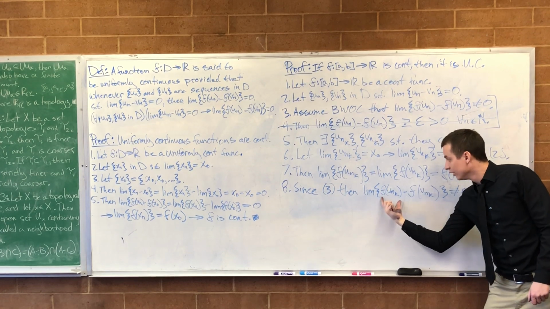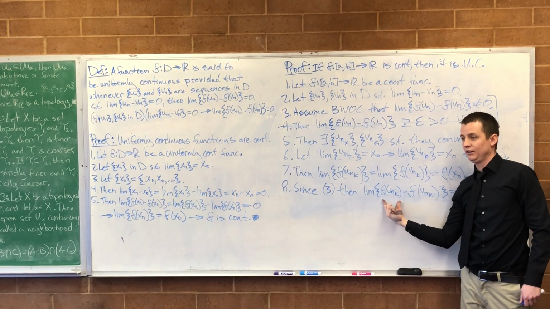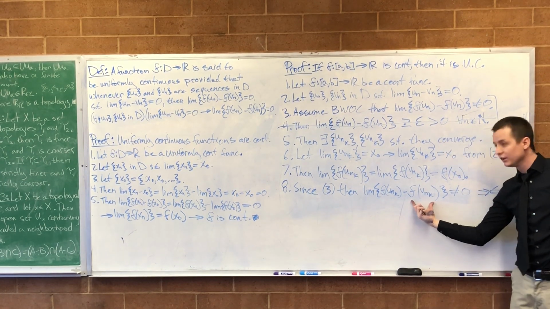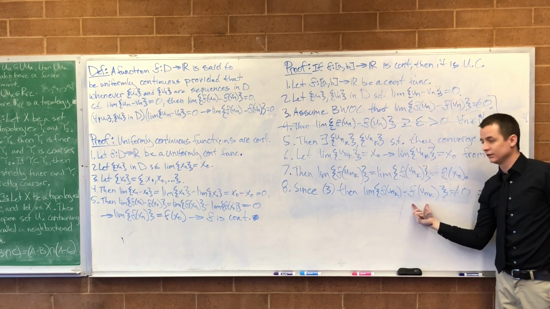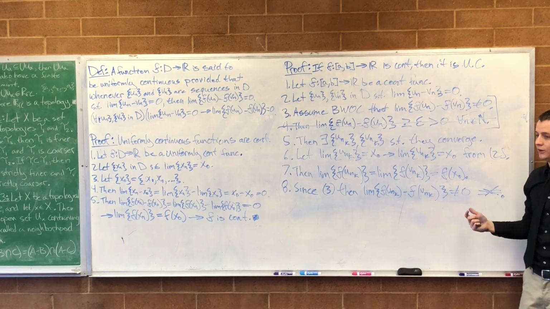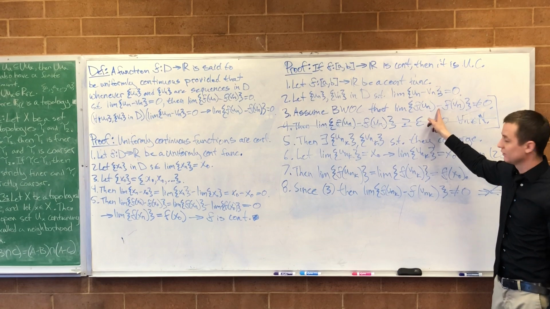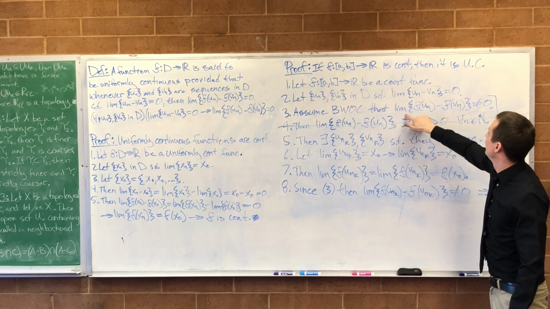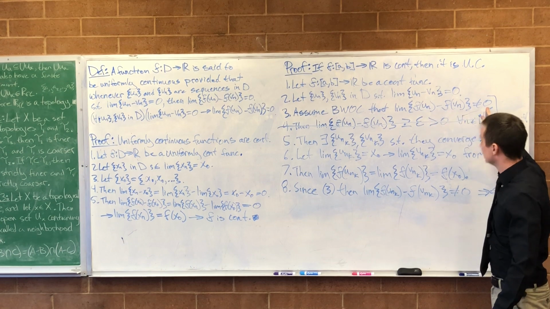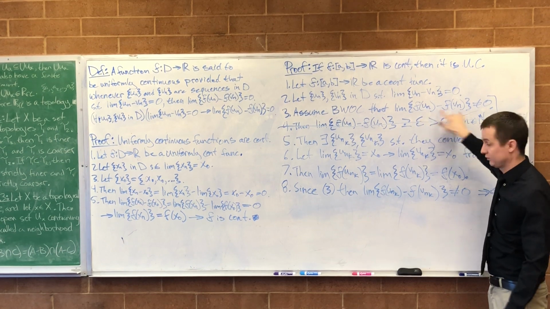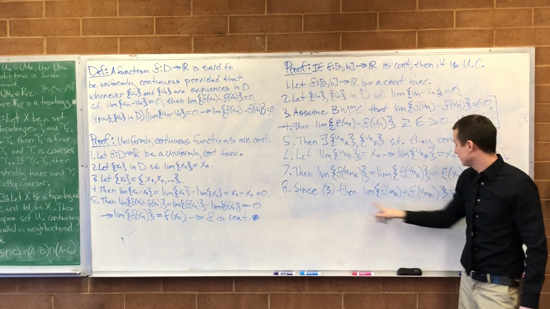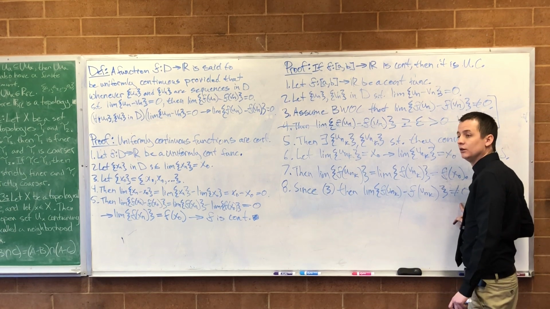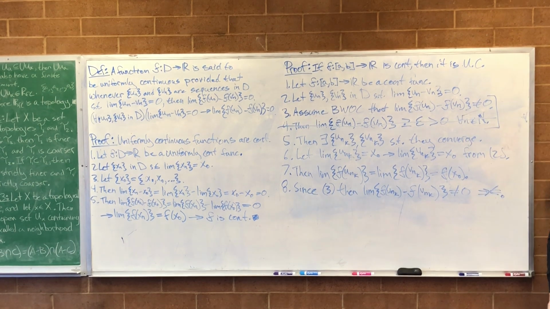What is the limit of this? f of x naught. What's the limit of this? f of x naught. What's their difference? 0. But we know that can't be 0 because of this. We assume by way of contradiction that the limit of this sequence is not 0. Whatever this limit is, it's not 0. So whatever this limit is, it better not be 0. But this limit is 0, contradiction. There we go. That's a better way to do it.